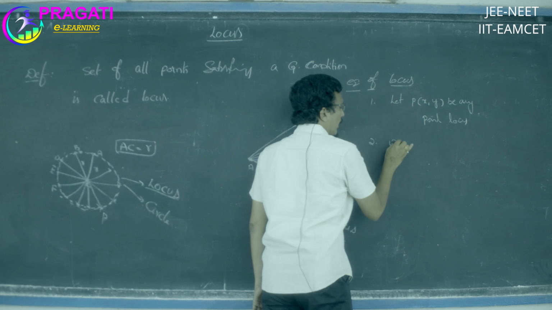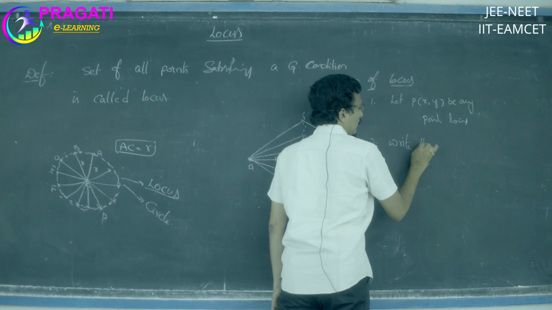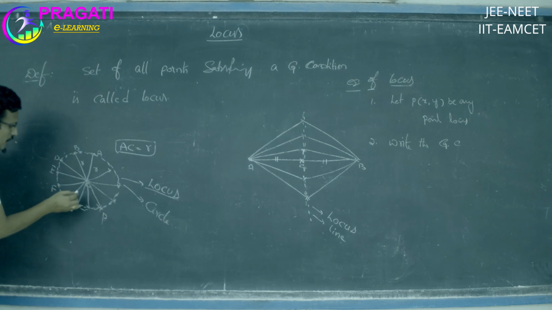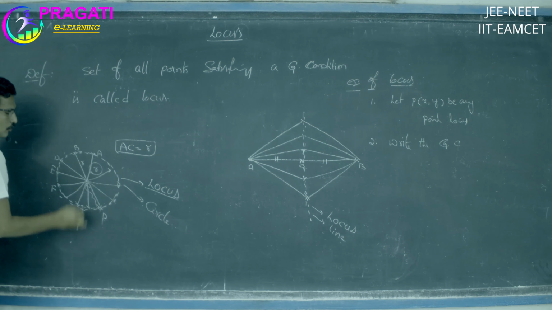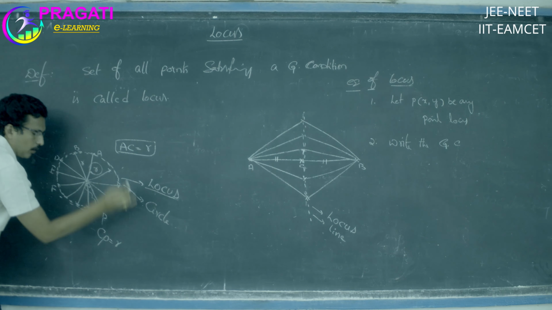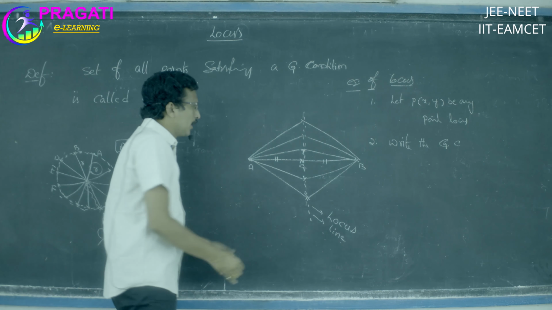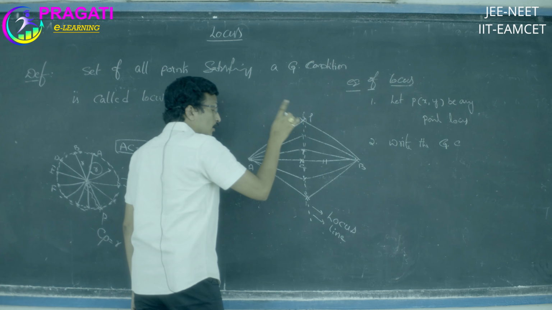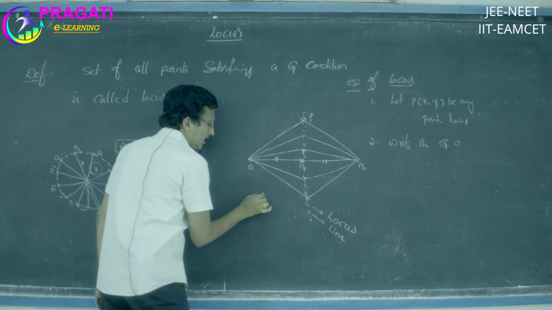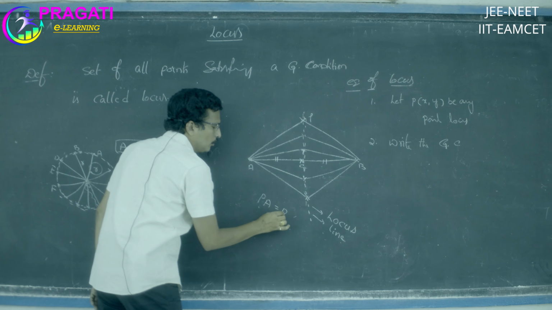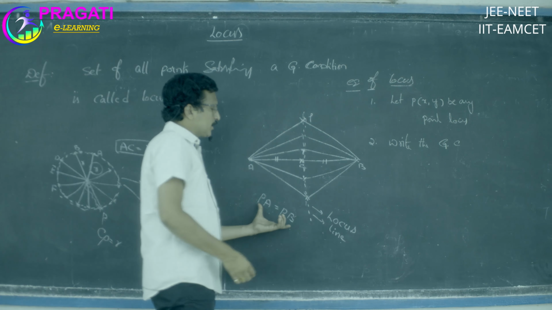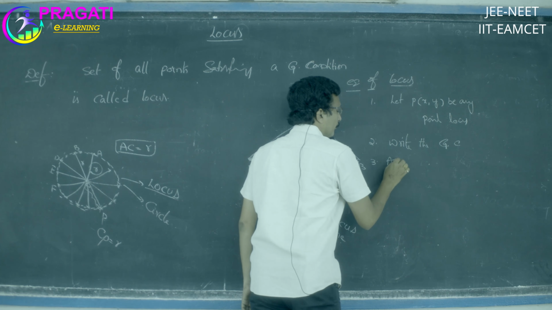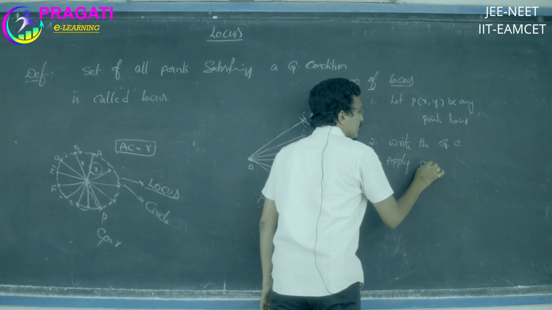Second one, write the geometrical condition. Here the geometrical condition is that the distance between the 2 points is r, so CP equal to r. For the line, any point on this line is P. Here P is a point equidistant from A and B, denoted by PA equal to PB. So it is the geometrical condition. Write the geometrical condition. And third one is, apply proper formulas.